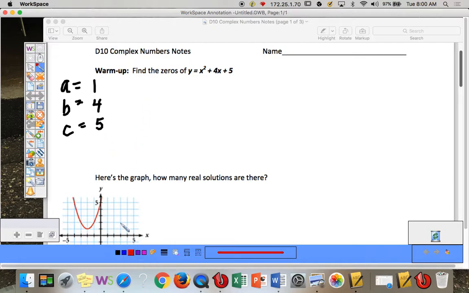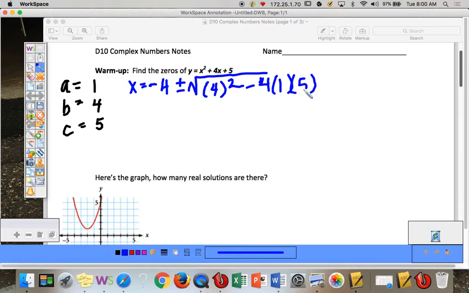So if we plug in a quadratic formula, the first step looks like this. X equals opposite b plus or minus the square root of b squared minus 4ac, all over 2a.